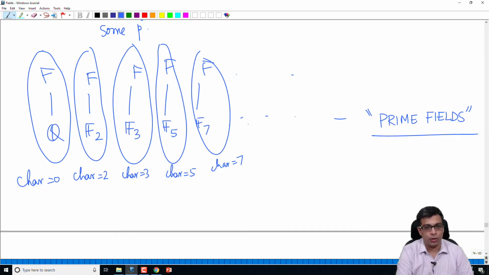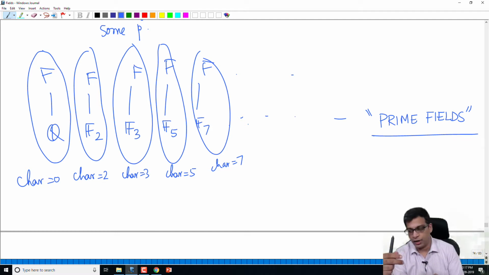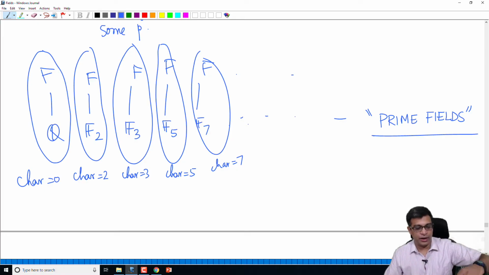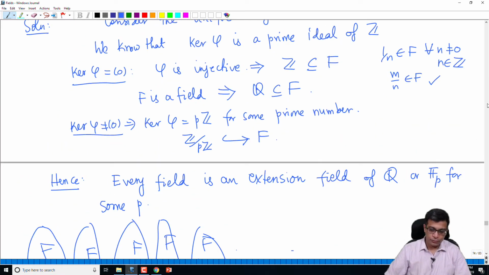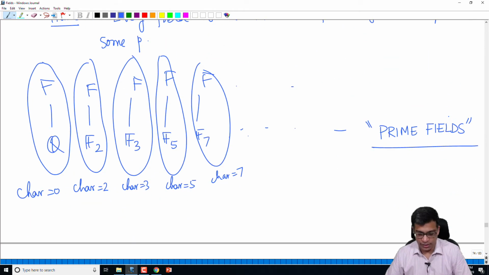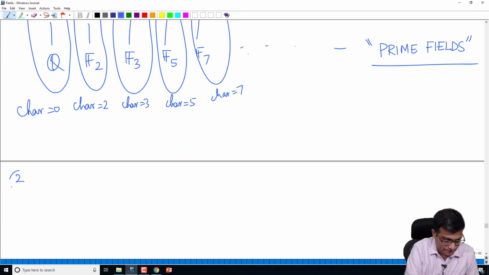So the prime field of a characteristic 0 field is Q. The prime field of a characteristic 2 field is F2. The prime field of a characteristic 11 field is F11, and so on. Every field is an extension of these. So that is the first exercise. Every field is like this. So now the second exercise.